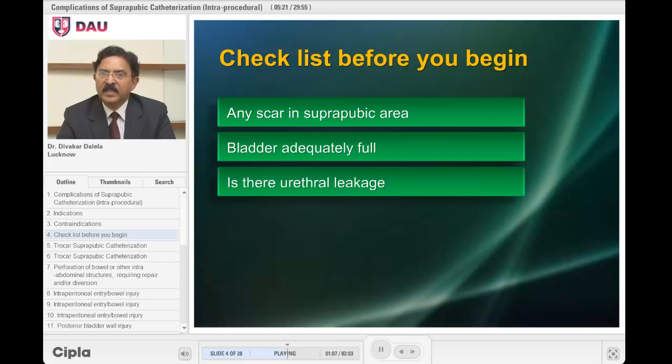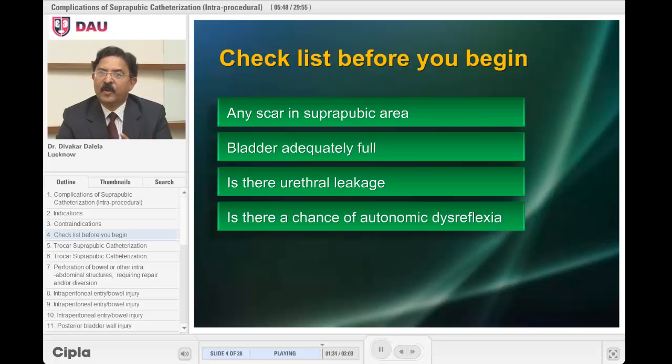Is there a urethral leakage? That means when you push the suprapubic catheter from the abdomen and the urethral resistance is low, it is possible that by your pressure, a large amount of urine will gush out from the urethra. This may happen in some patients with neurogenic bladder. So you may have to find some way to keep the urethra occluded temporarily at least.